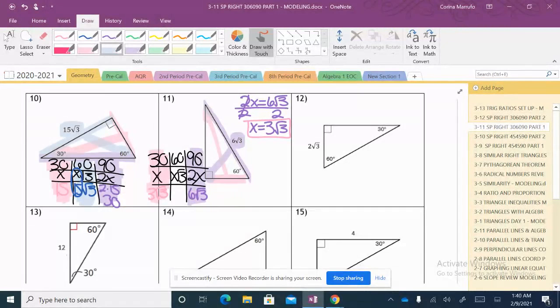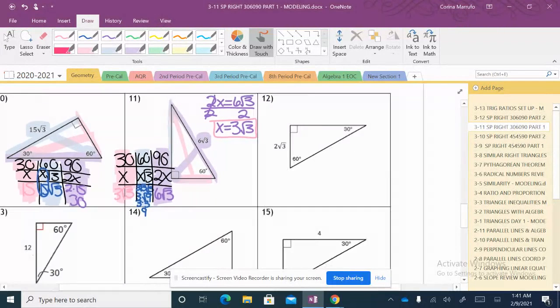Okay, then we're going to find this one, the one across our 60. Well, we already know what x is. We know x is 3 times the square root of 3, and then we still have to multiply it times the square root of 3. So the square root of 3 times the square root of 3 gives you the square root of 9, and we know the square root of 9 is 3. So we have 3 times 3, which is equal to 9. Okay, so that means that this side right here is equal to 9.